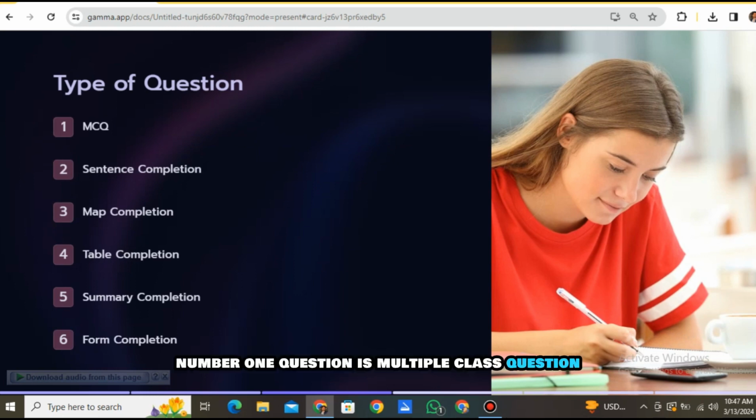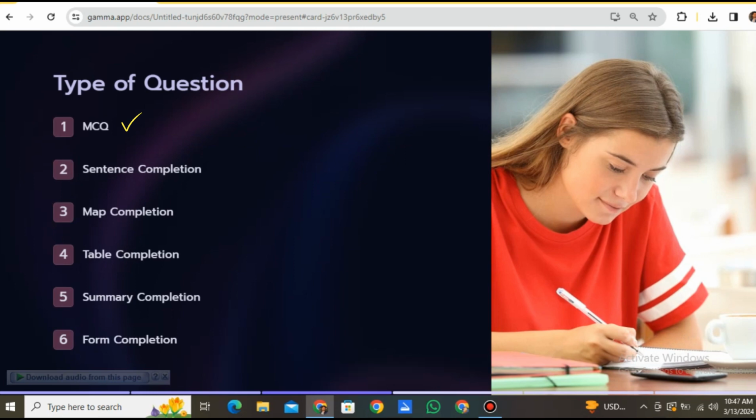Number 1 question is multiple choice question. This is a simple type of question that we are attempting from our childhood. There will be a question statement and there will be 2 to 3 possible answers, and we have to select one of them. And next, second type of question, which is sentence completion.